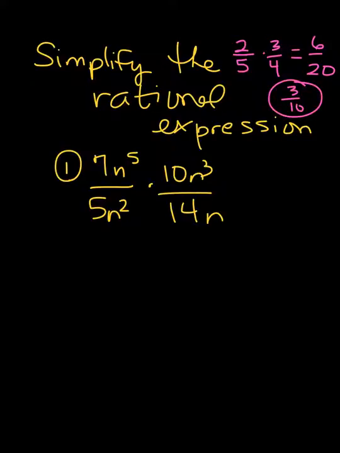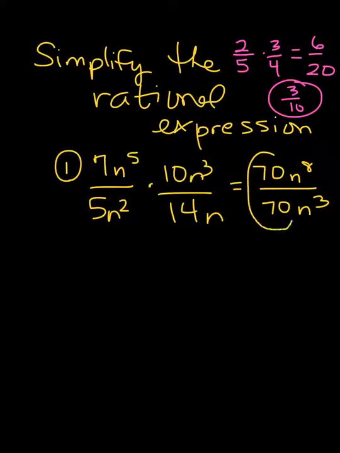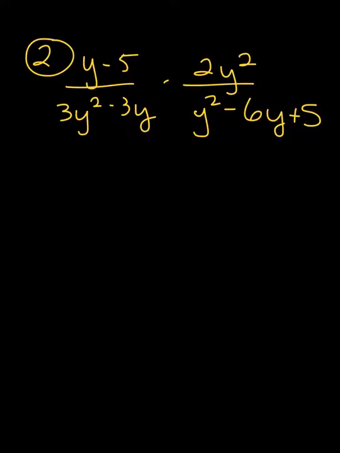So for instance, in number 1, we're going to multiply across. 7 times 10 gives me 70. And n to the 5th times n to the 3rd is going to be n to the 8th because I add the exponents. My denominator is 5 times 14 gives me 70. And n to the 2nd times n gives me n to the 3rd. So when I simplify, first I'm going to look at my coefficients. That's going to simplify to 1. And then n to the 8th over n to the 3rd gives me n to the 5th, which is my final answer.